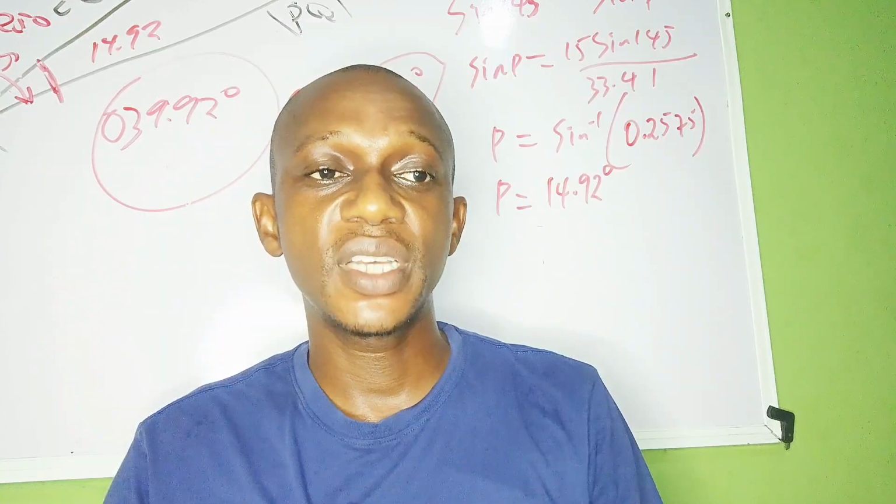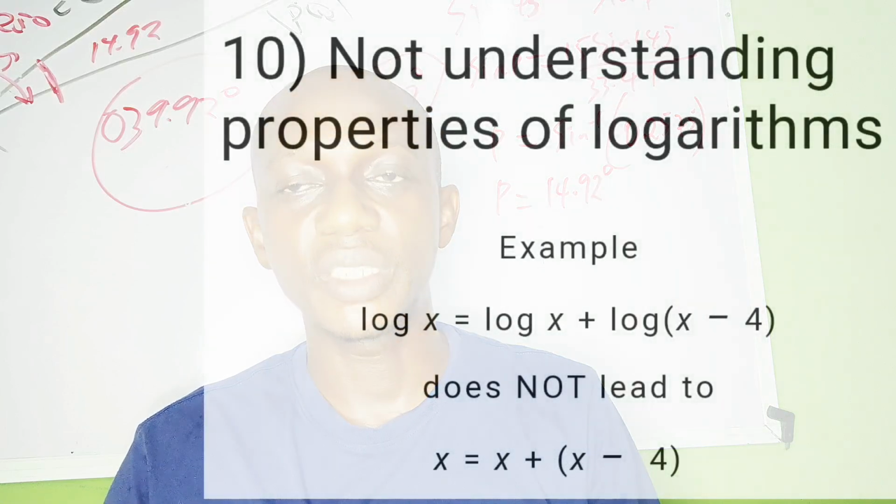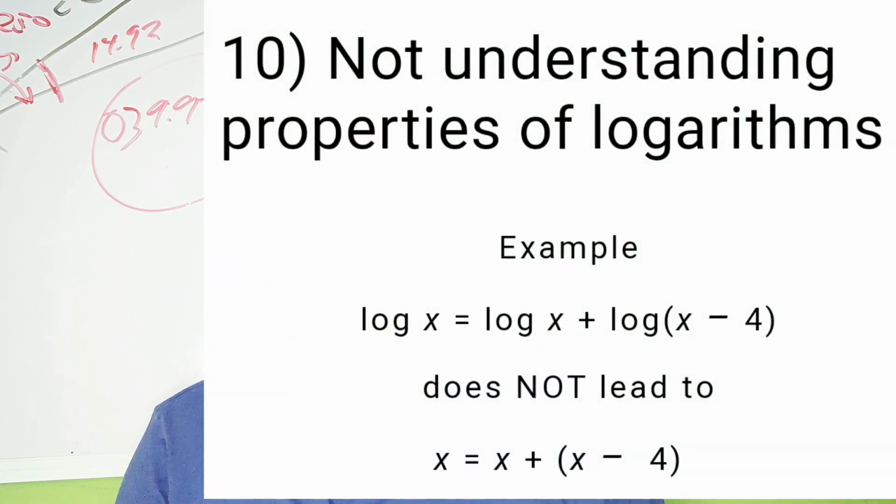Now, point 10, not understanding properties of logarithm. Yes, we have to understand the properties of logarithm properly. An example we have there is log x is equal to log x plus log of bracket x minus 4, close bracket. This does not lead to x is equal to x plus bracket x minus 4, because the addition between log x and the log of x minus 4, we have to compress using one log to represent it, and the addition will turn to multiplication. After that we use the quadratic rule because it will lead to a quadratic equation.